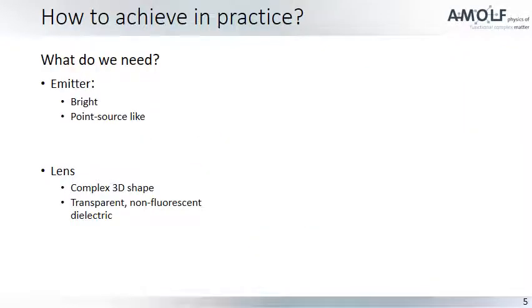Then the question is, how do we make something like this? Of course, we need an emitter, preferably one that is bright, such that we actually can detect something on our detectors. And it has to be point source-like, because the evolutionary algorithm is optimized for a point source at the center of the lens. The lens has quite a complex 3D shape that has to be fabricated from a transparent, non-fluorescent dielectric material.